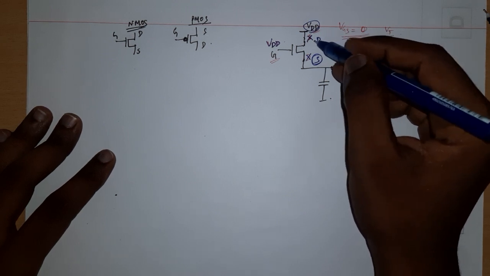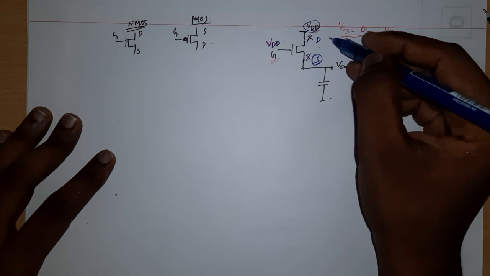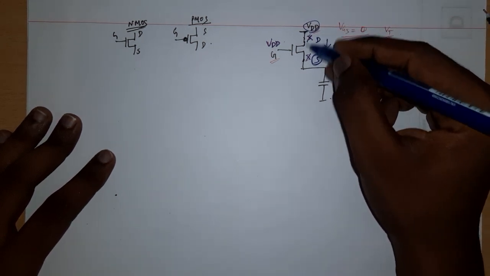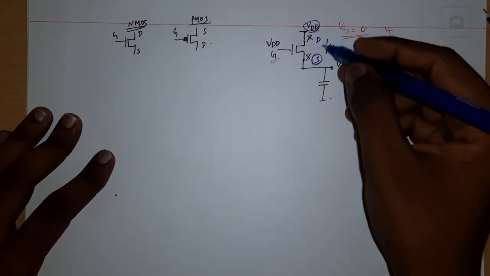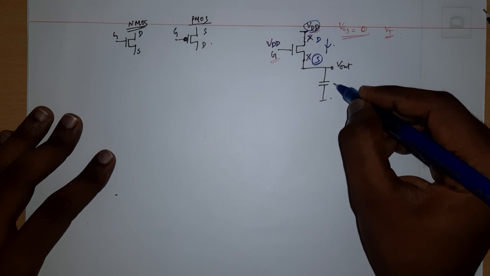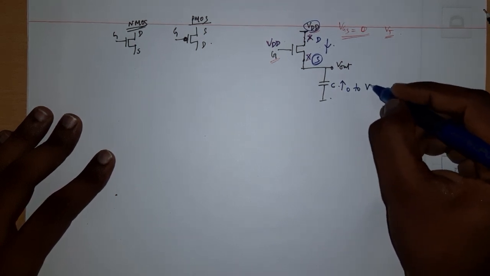Because current will be from drain to source, whatever is there at the drain will be passed to the source now, and it will start charging. So the voltage at the capacitor will start increasing from 0 to VDD.